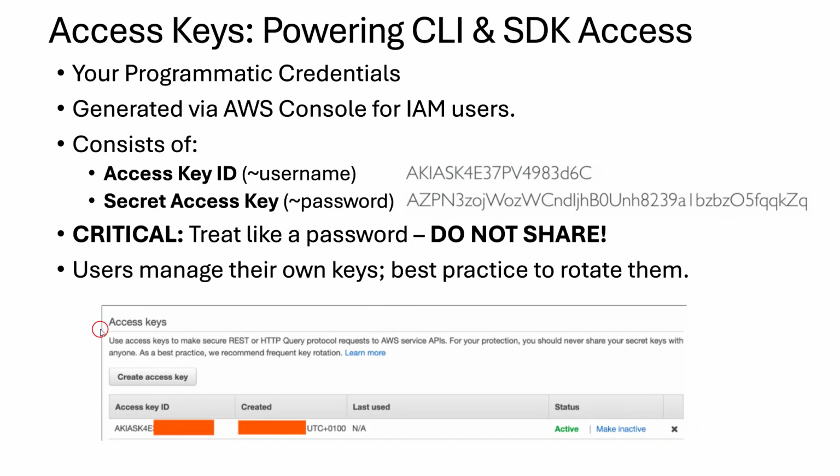And in the console, it will look like this. In the access key section, you can create an access key, and once you create an access key, it will show the access key ID, the created time, and whether it's active or inactive. And that's about access keys.